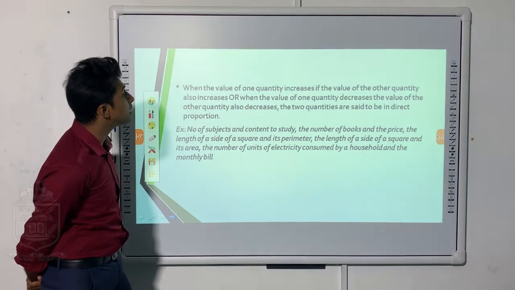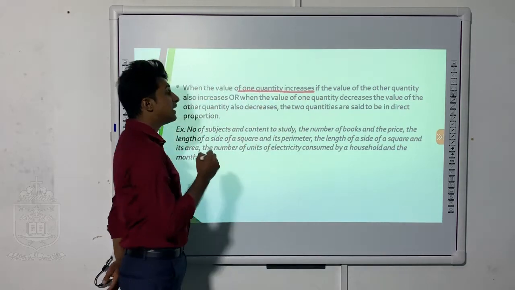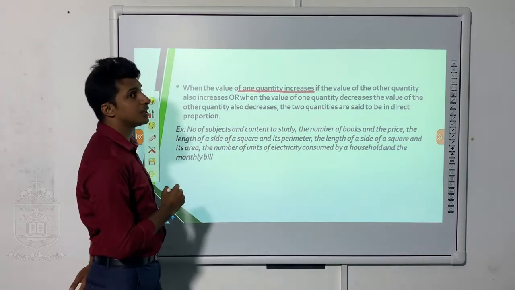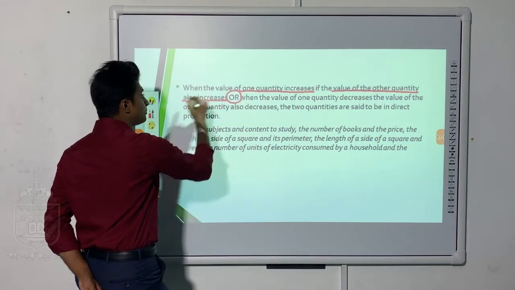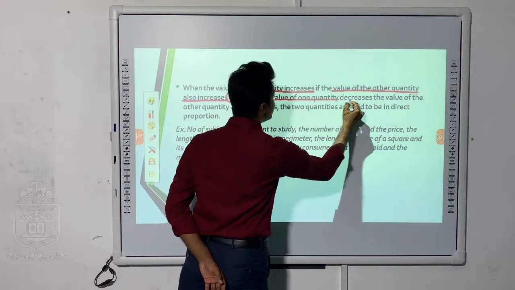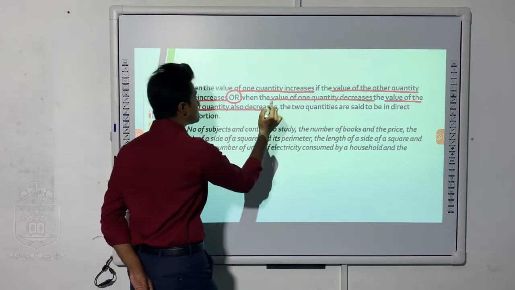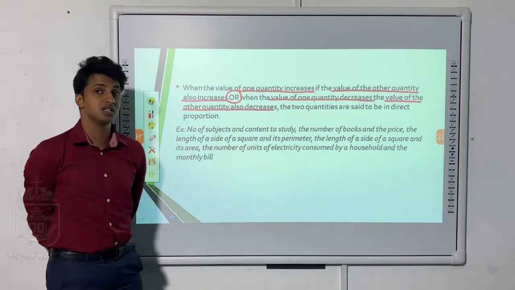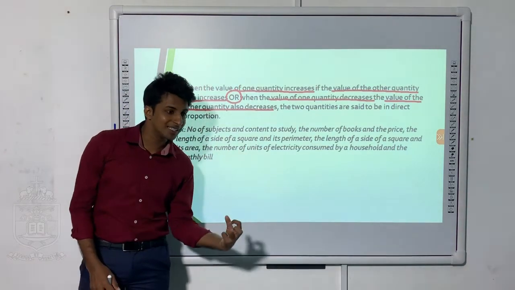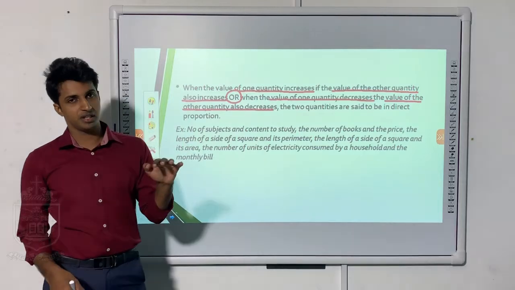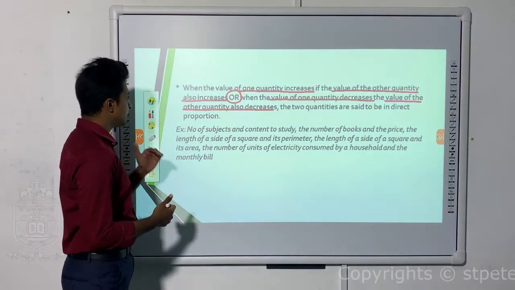See, when the value of one quantity increases, if the value of the other quantity also increases, or when the value of one quantity decreases, the value of the other quantity also decreases, the two quantities are said to be in direct proportion. So look at the examples.